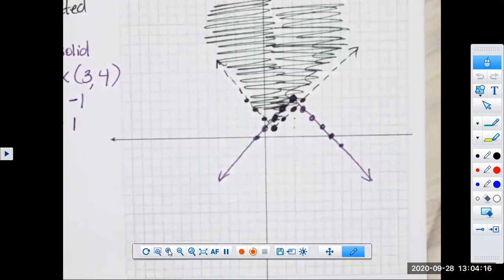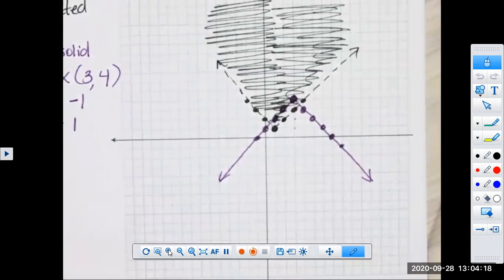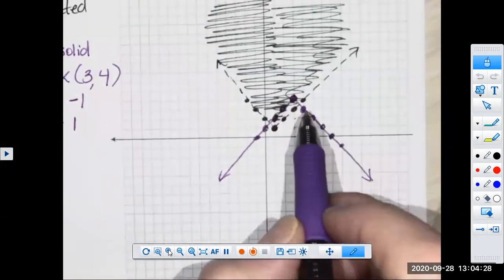Okay, y was solved for in your inequality. Did you have less than or did you have greater than? You had less, so where do you shade? Good, you shade underneath it.